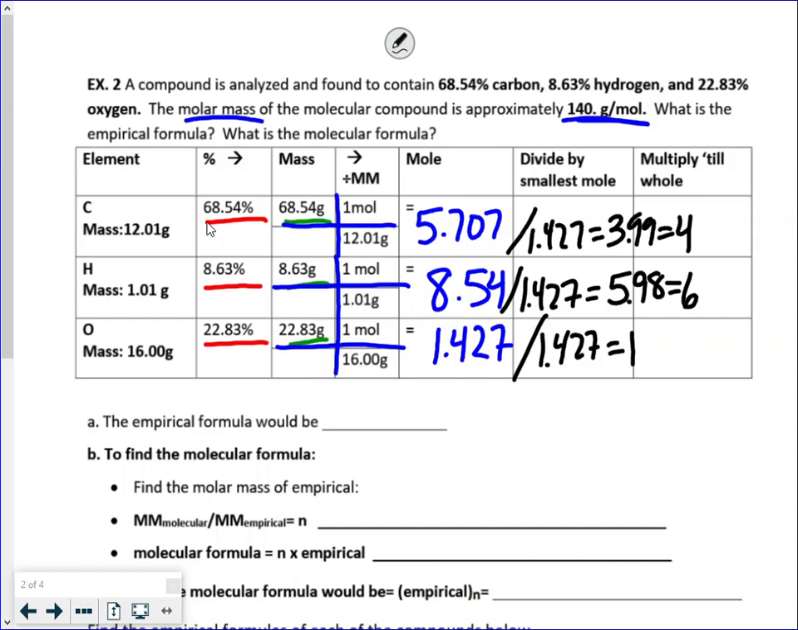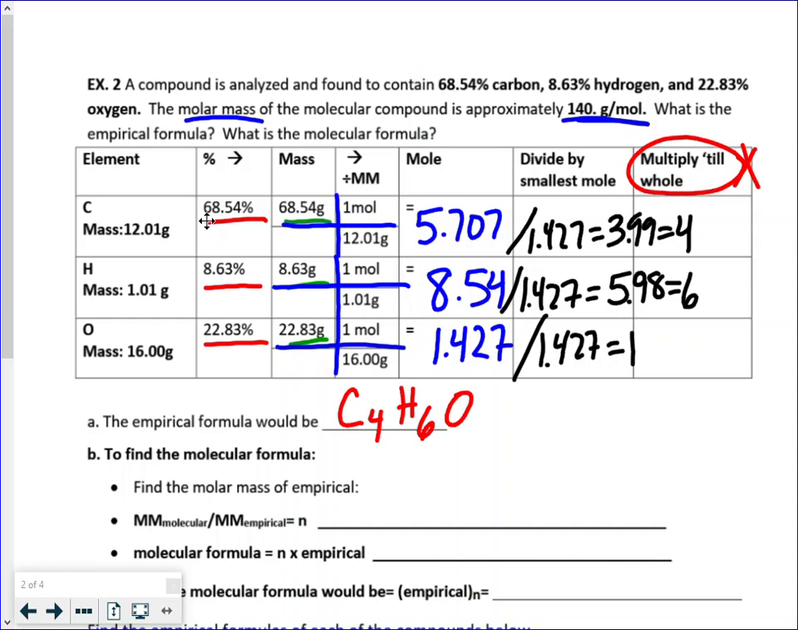Now all of our particular ones came out to being whole numbers, virtually whole numbers, so we get to stop here and we don't have to do the last step. We don't have to multiply till whole because they're already whole numbers. So this one we don't have to do this time. Now we can write out our empirical formula here. We have C4H6O. So we got to the empirical formula, that's great. Doing the same steps that we did before, percent to mass, mass to mole, divide by small, multiply till whole.